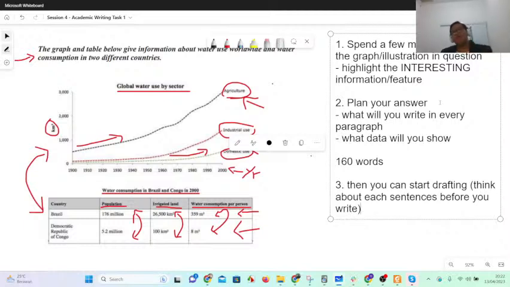So always remember to think about your sentence first. Ask yourself, does it make sense? What structure, what grammar am I going to use? Am I going to use active sentences? What kind of vocabulary will I try to use, or how will I highlight the information? And then once you are confident with that sentence, you can write it down.